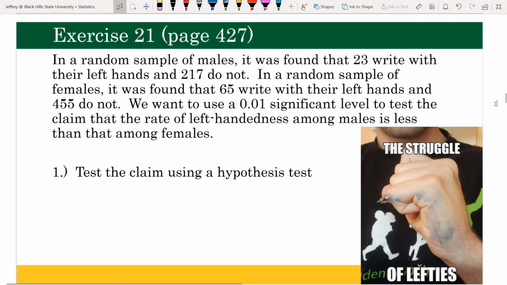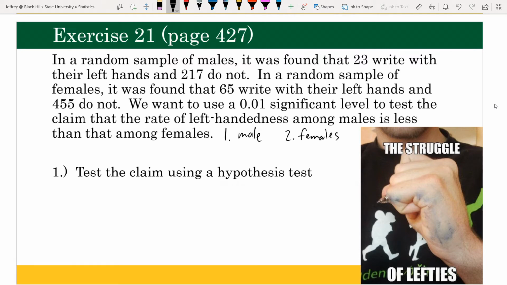In this last example, we're going to again just do the hypothesis test and confidence interval for the following example. In a random sample of males, it was found that 23 write with their left hands and 217 do not. And looking at females, it was found that 65 write with their left hands and 455 do not. We want to use a 0.01 significance level to test the claim that the rate of left-handedness among males is less than among females. So we're going to be looking at 1, which is male, and 2 is going to represent females.